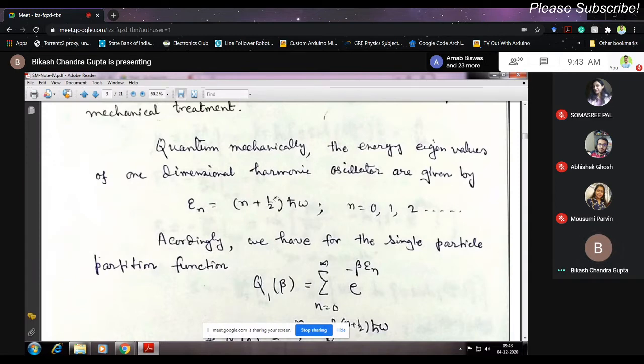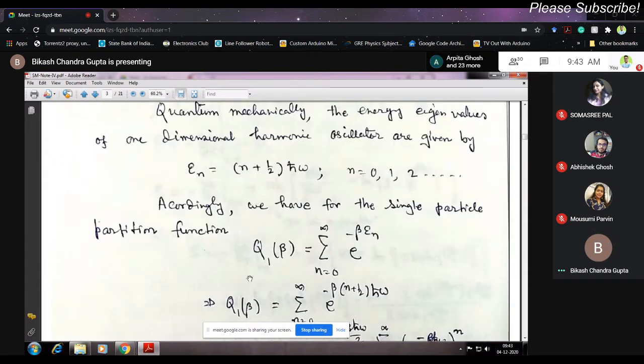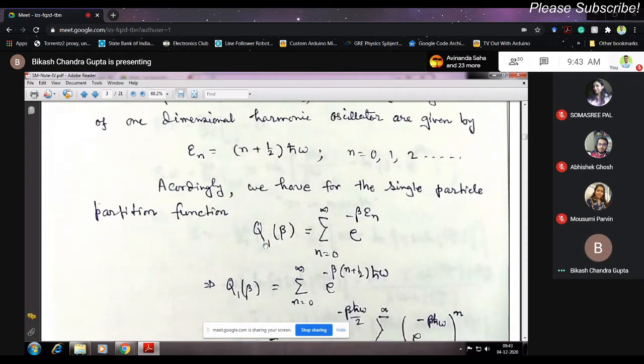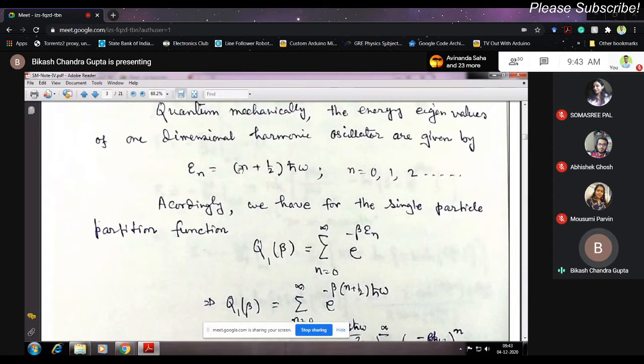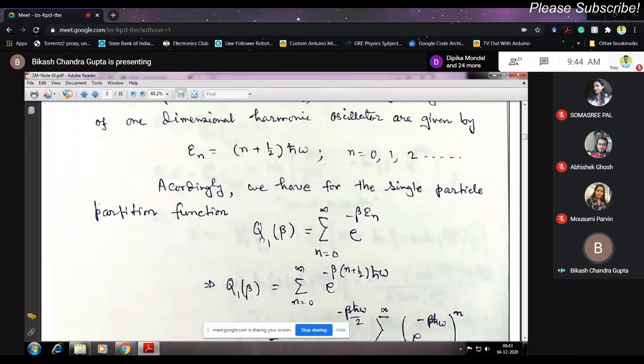Half h cut omega is the ground state energy, and n tells you the number of quanta you have, right? Therefore, if you want to calculate the partition function for a single particle, the single particle can have any of the energies, so you have e to the power minus beta En and sum over all the states. That is the definition of the partition function. You sum over e to the power minus beta En, the probabilities of having energy En, and then sum over n to take into account all possible states.